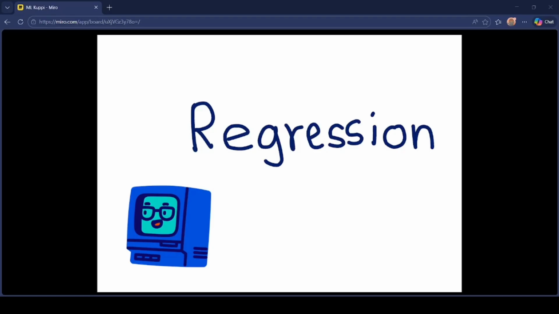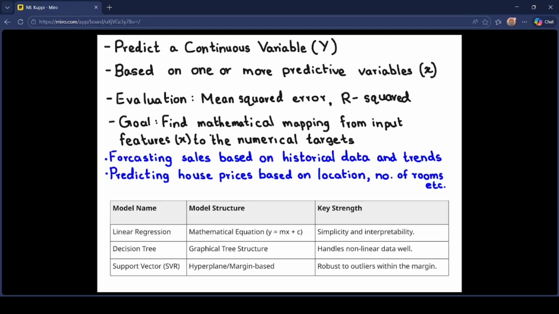Now we're going to look at regression. Previously we discussed classification, which is under supervised learning, and now regression, the second type of problem under supervised learning. For classification, we looked at categorical variables. Here we are going to predict a continuous variable. Our output variable is a continuous variable, predicted based on one or more predictive variables.